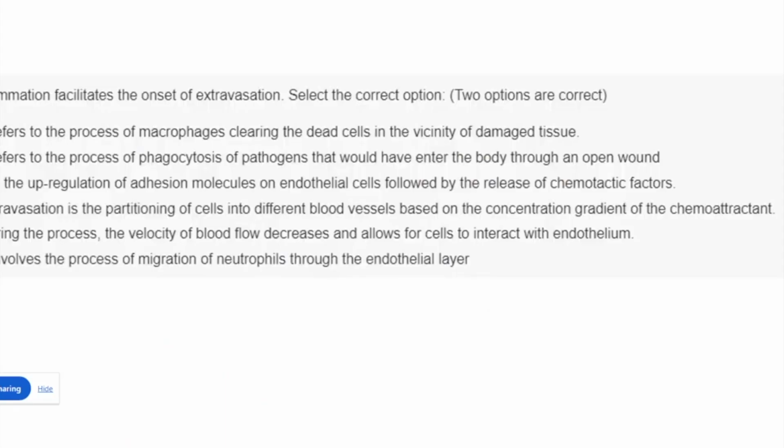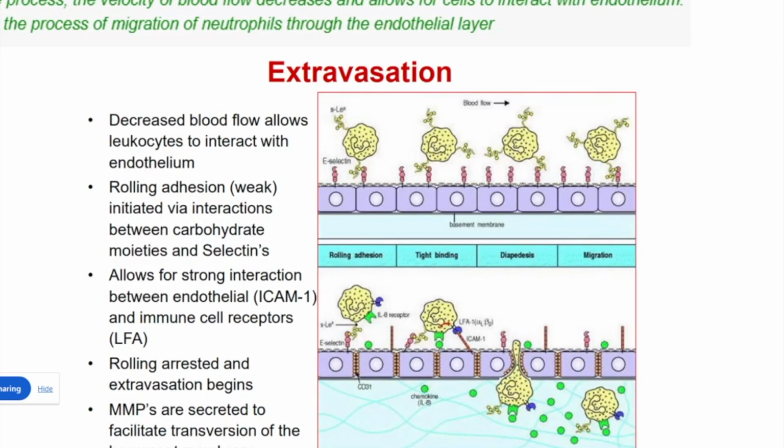Yes, I think option three should also be correct. First of all, there is decrease in velocity, and it allows for interaction with the endothelium. Before this process, there is upregulation of this adhesion molecules that helps in interaction of these cells to the endothelium, and then the rolling adhesion initiated via these interactions between the carbohydrate moieties and the selectins. And after this interaction, they extravasate into the affected area.